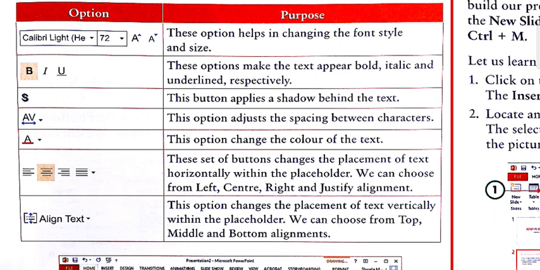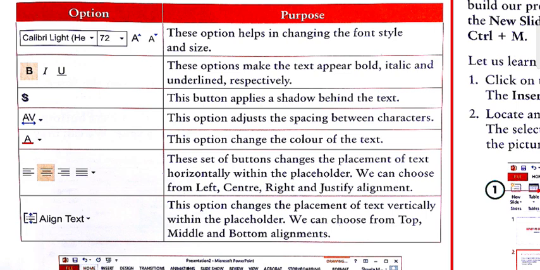And next is the alignment option. This button changes the placement of the text horizontally within the placeholder. You can choose from left, center, right and justified alignment. And the last option is align text. This option changes the placement of text vertically within the placeholder. We can choose from top, middle and bottom alignments.